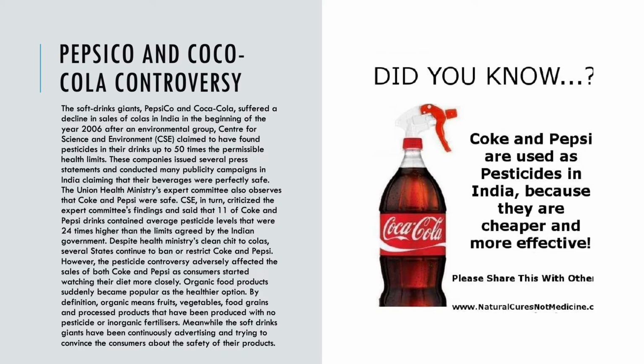Did you know about the Pepsi and Coca Cola controversy? It was said that Coke and Pepsi are used as pesticides in India because they are cheaper and more effective. Why? Because they had chemicals in them. So what did they do? What was the procedure after that?